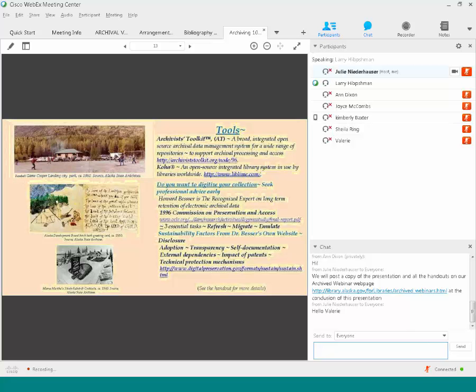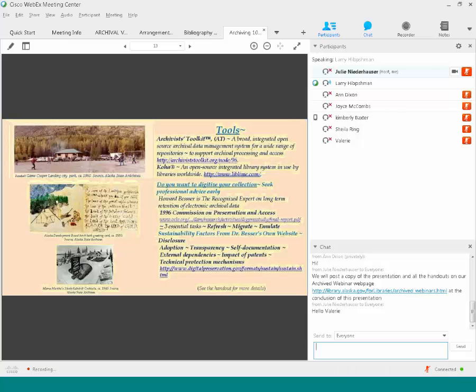I also looked at his website, and on his website he has sustainability factors that include disclosure, adoption, transparency, self-documentation, external dependencies, impact of patents, and technical protection mechanisms. I would recommend reviewing those first before you begin to think about digitization, and then seek professional advice.